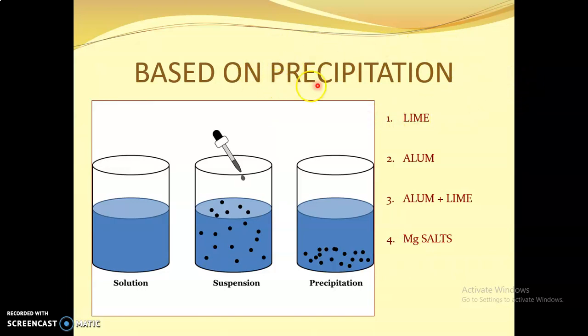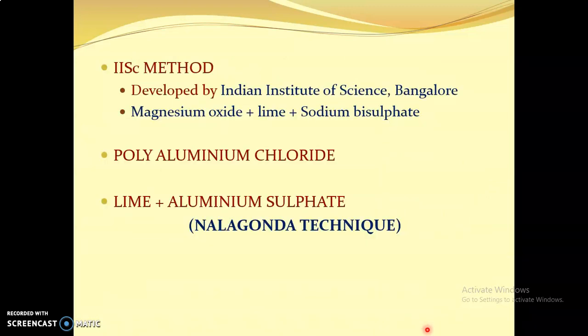So the third type of defluoridation is based on precipitation. The examples of substances that work on this mechanism are lime, alum, the combination of alum and lime, and magnesium salts. First, let us talk about the Indian Institute of Science method. Indian Institute of Science method was developed by the Indian Institute of Science, Bangalore. The reagent that is used here is a combination of magnesium oxide, lime, and sodium bisulfate. Together, they act and result in precipitation of fluoride products.